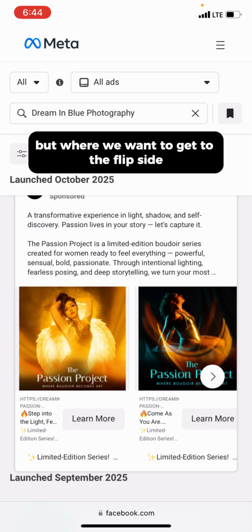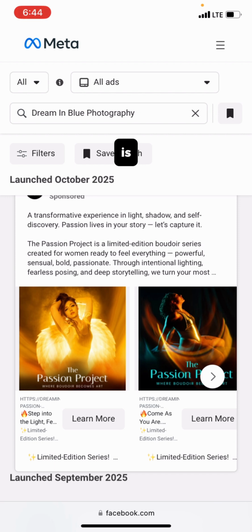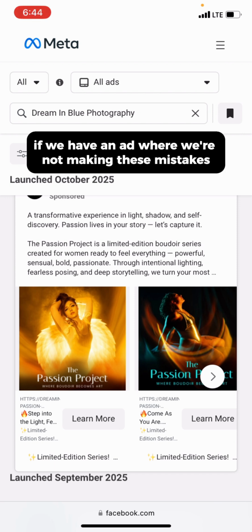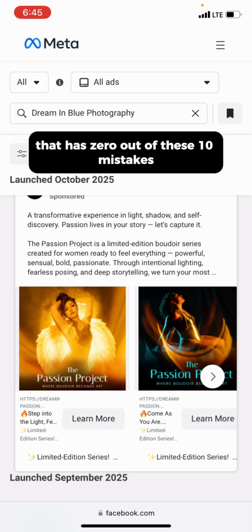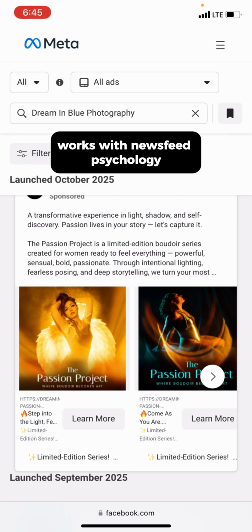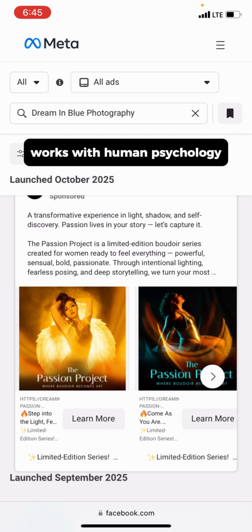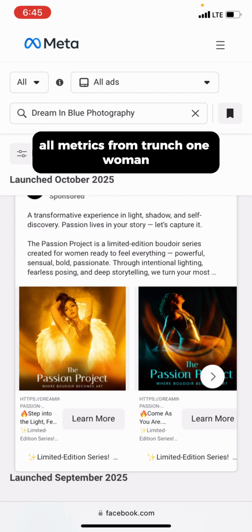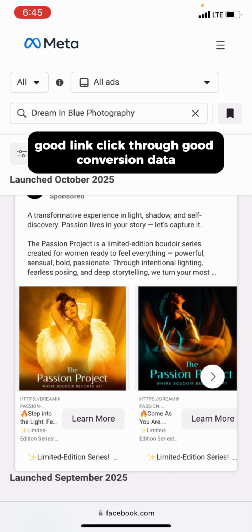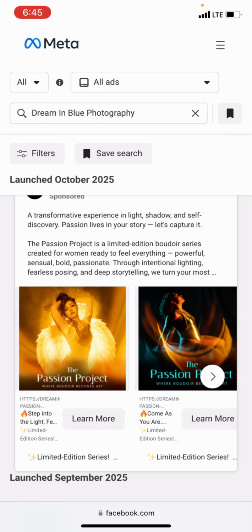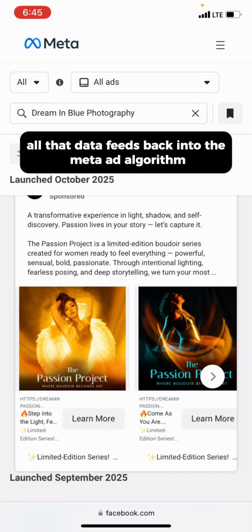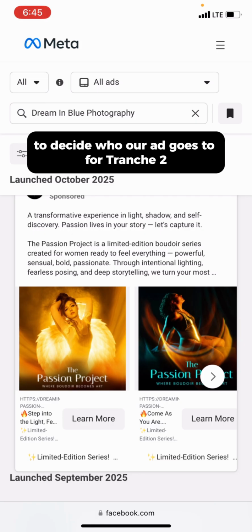But where we want to get to, the flip side, is an ad where we're not making these mistakes. If we have a boudoir Facebook ad that has 0 out of these 10 mistakes, works with newsfeed psychology, works with human psychology, gets good initial unique CTR metrics from tranche 1 women, good link click through, good conversion data, all that data feeds back into the Meta ad algorithm to decide who our ad goes to for tranche 2.